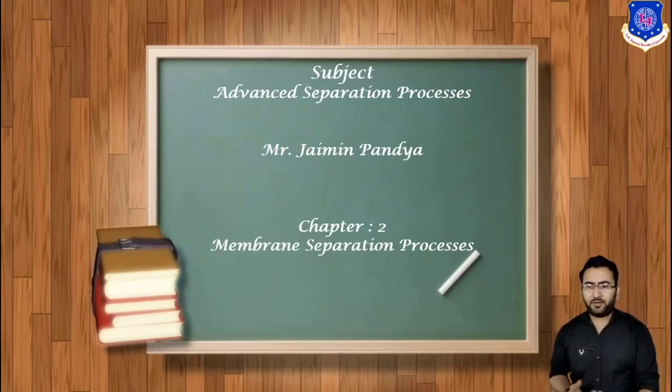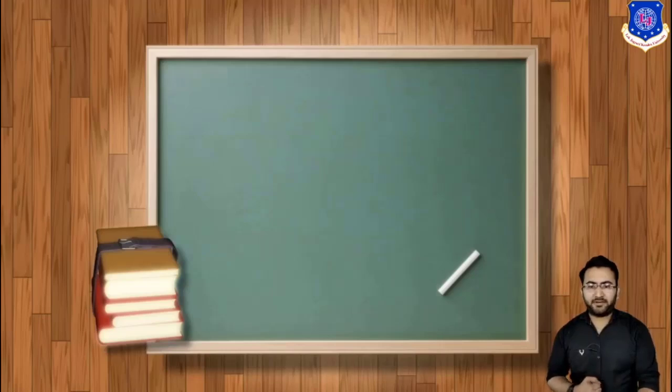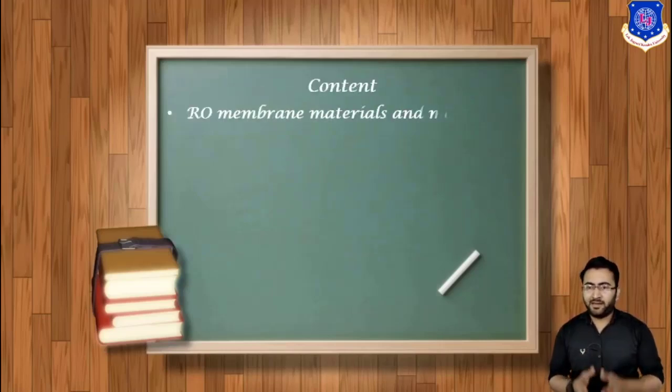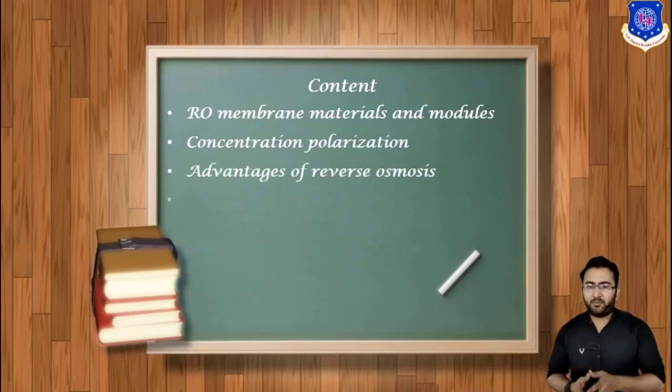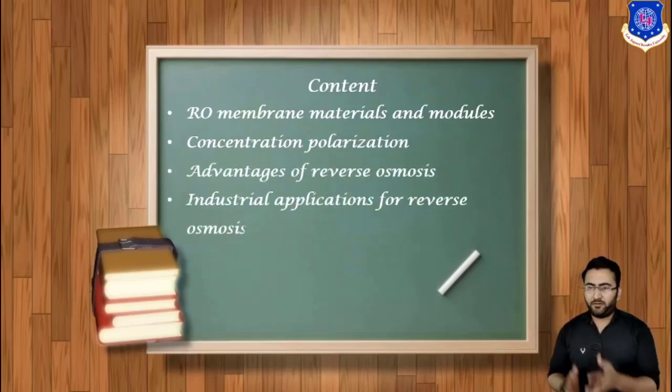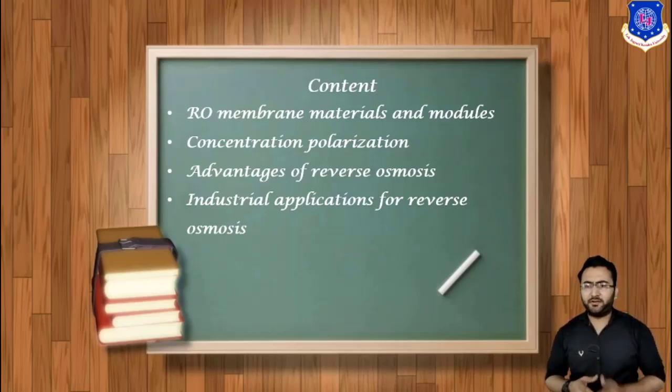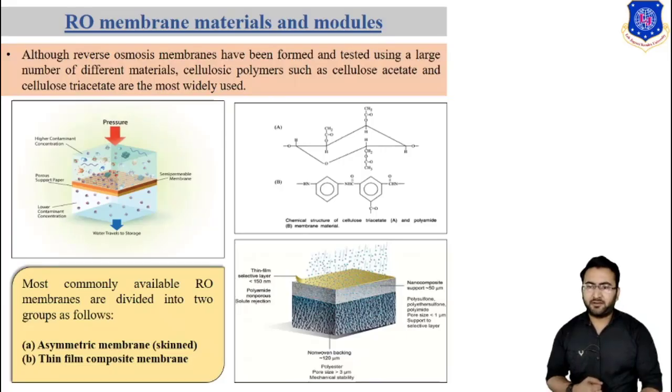So let's continue with chapter number 2, which is membrane separation process. In this lecture, we are going to discuss RO membrane materials and various modules which are used in reverse osmosis. Then we'll discuss concentration polarization, advantages of reverse osmosis and various industrial applications for reverse osmosis. So let's start with reverse osmosis membrane material and module.